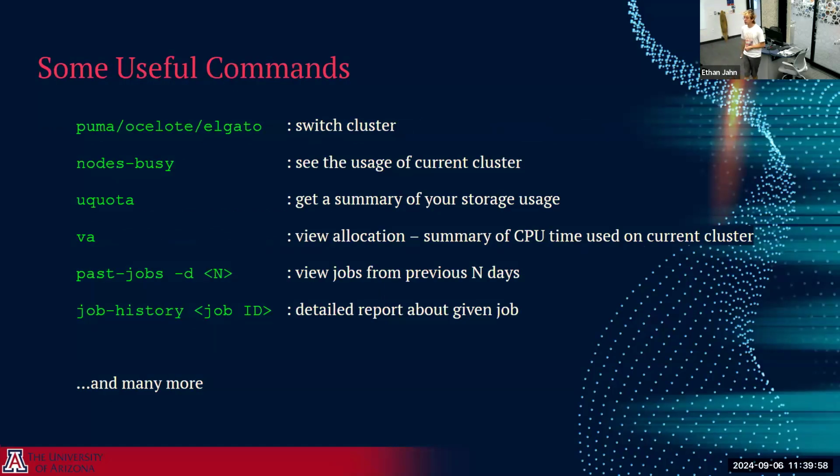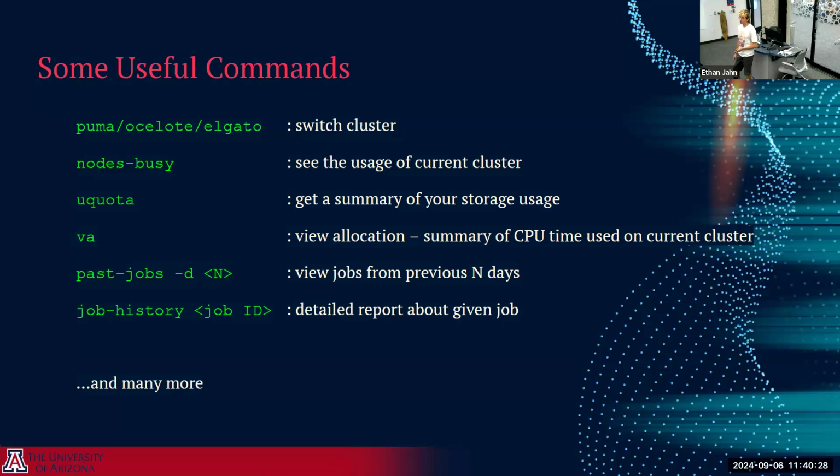So some useful commands on the login node we have here. The name of the cluster will allow you to switch to that cluster. If you type nodes busy, that will give you a graphical depiction of how busy the system is. So let's say I submitted a job and it's not running yet. I can go type nodes busy to see how busy the cluster is. And you know, if it's not running, that probably means the cluster is pretty busy and you'll just have to wait a little while for that to start. And a handful of others here.